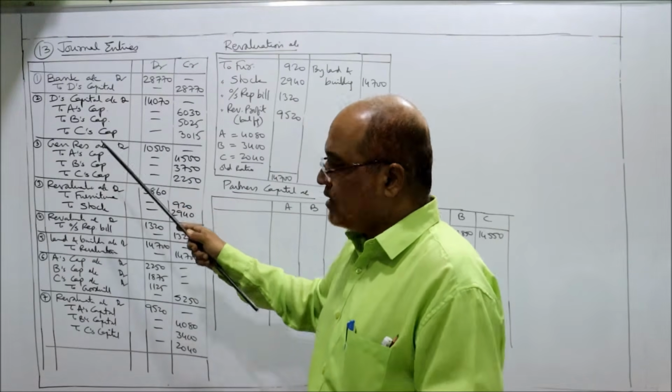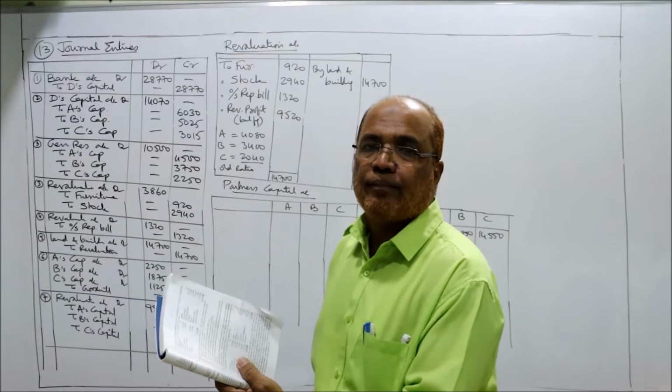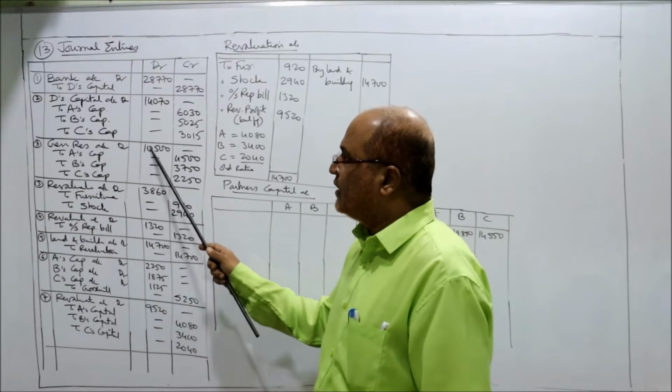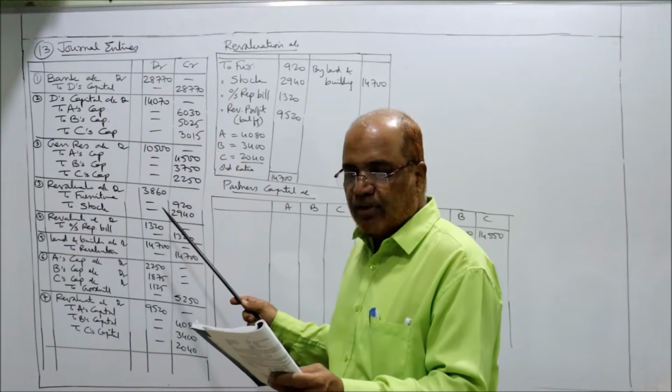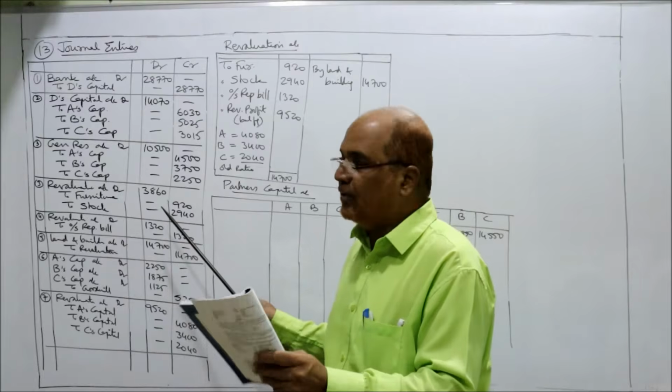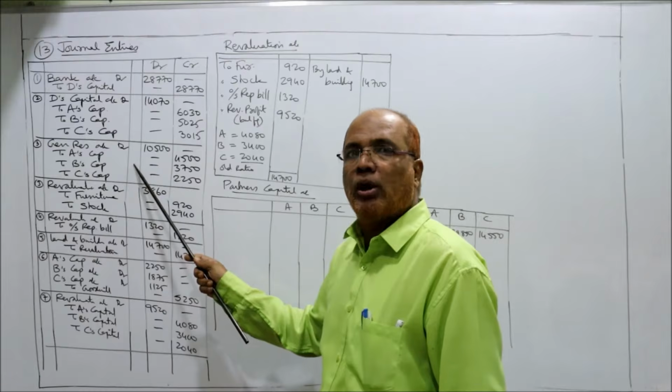Then general reserve. In the balance sheet it is given general reserve 10,500. So this general reserve 10,500 will be shared by all the old partners in the old ratio. 6 by 14, 5 by 14, 3 by 14. We'll get this one. Being the general reserve shared by old partners.